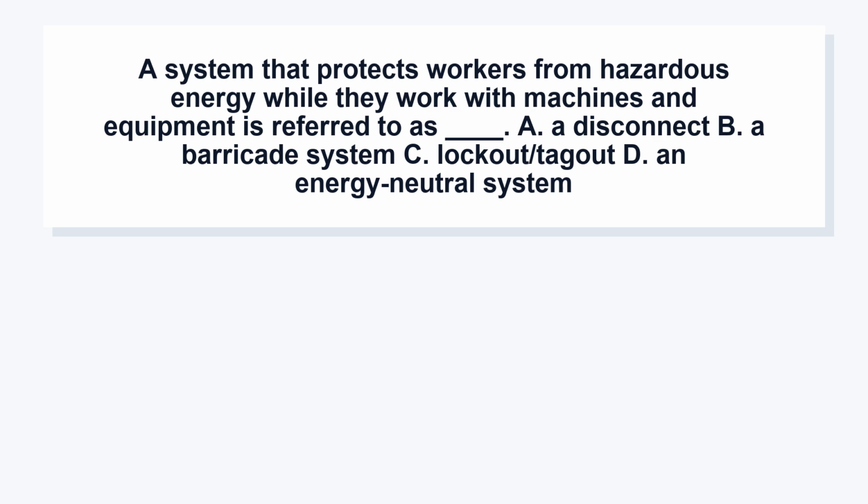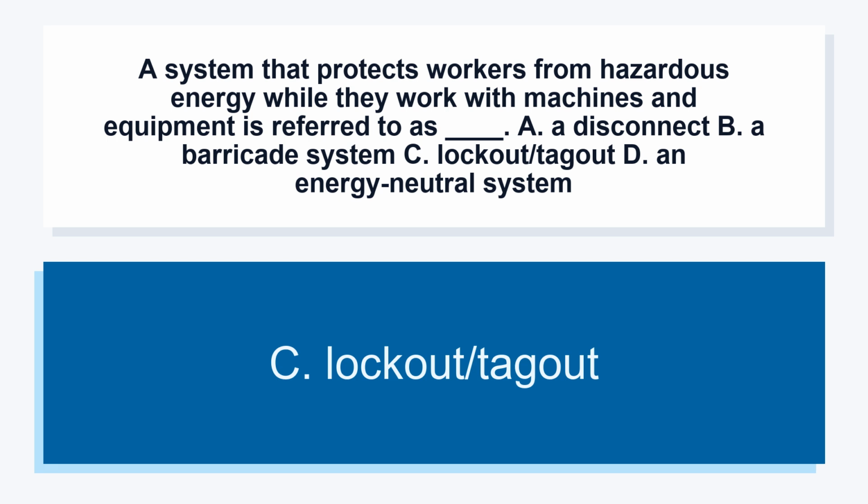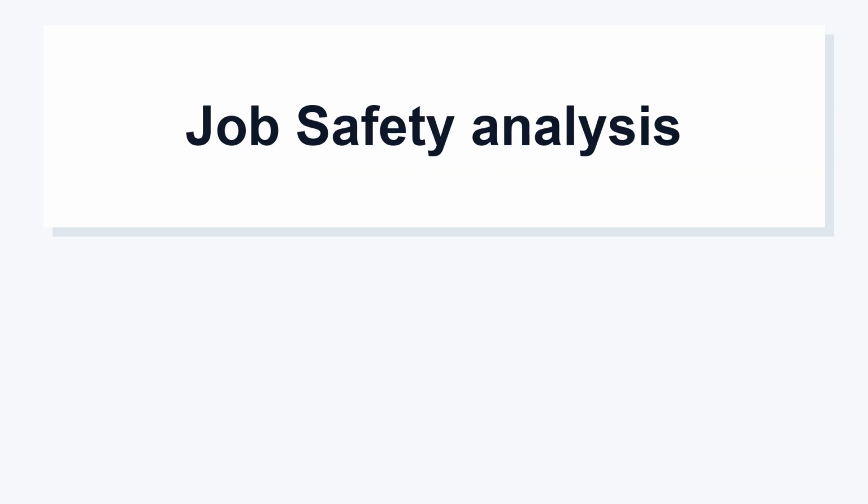A system that protects workers from hazardous energy while they work with machines and equipment is referred to as: A. A disconnect, B. A barricade system, C. Lockout/tagout, D. An energy neutral system. C. Lockout/tagout. Job safety analysis.